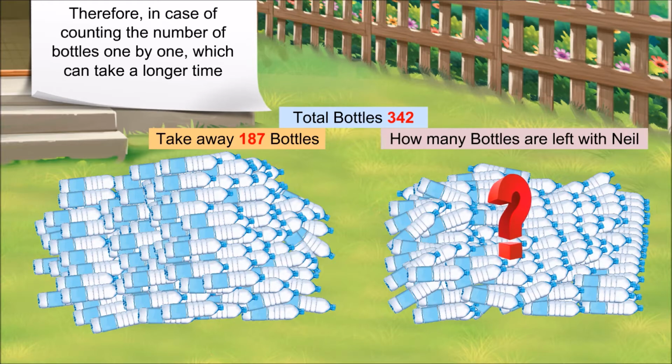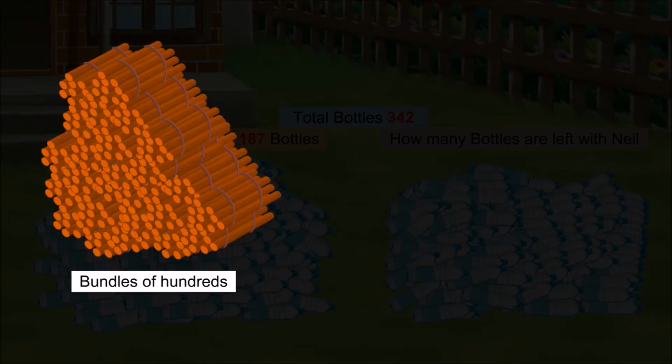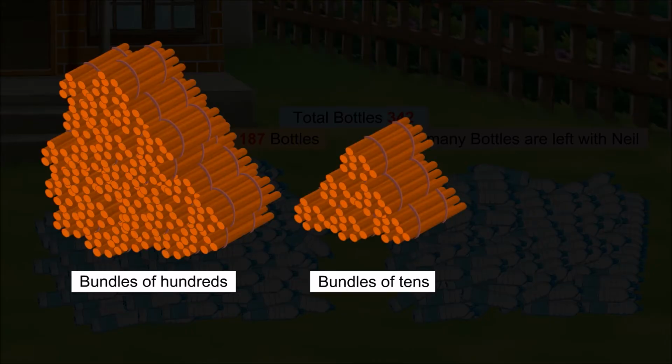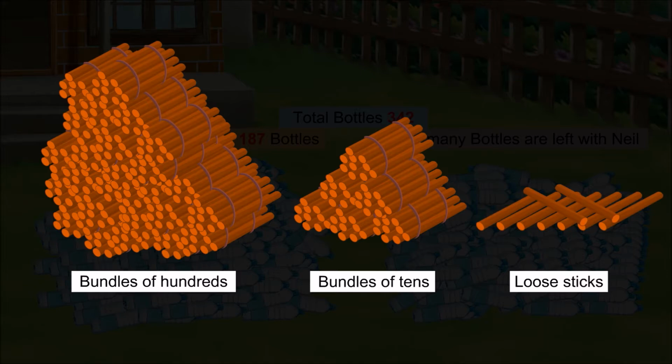Therefore, instead of counting the number of bottles one by one, which can take a longer time, he uses bundles of hundreds, tens, and loose sticks to perform the subtraction.